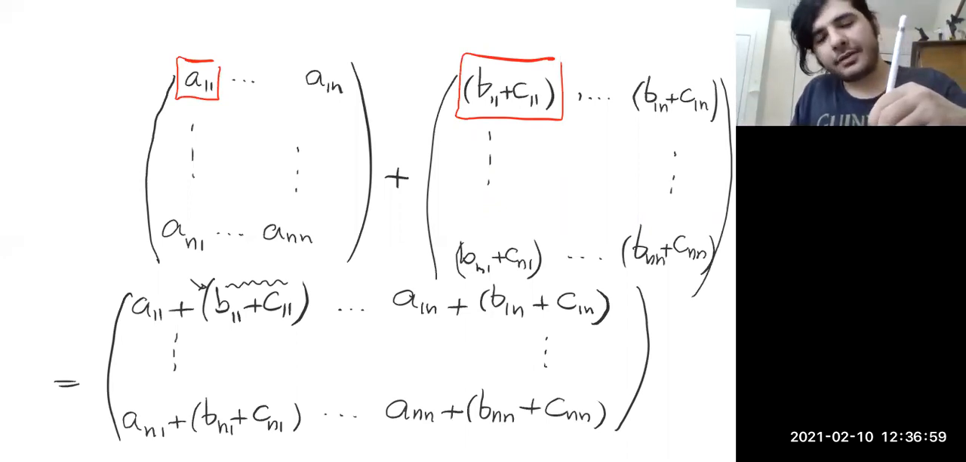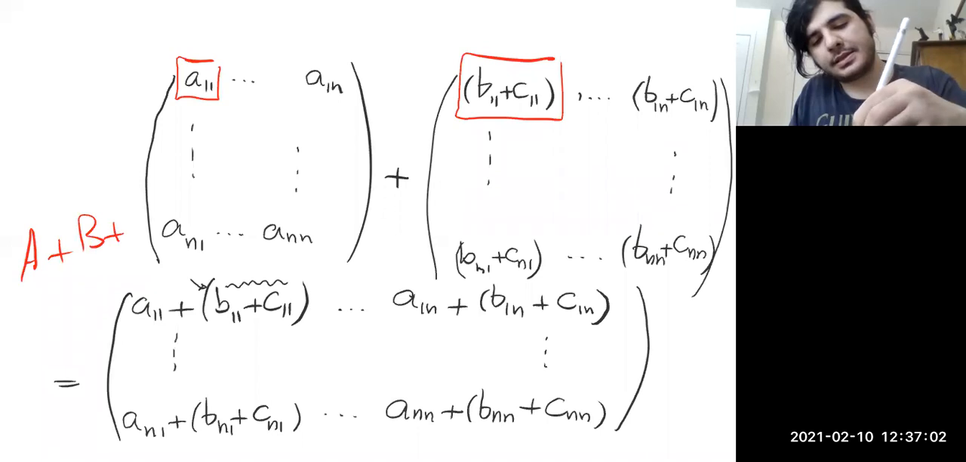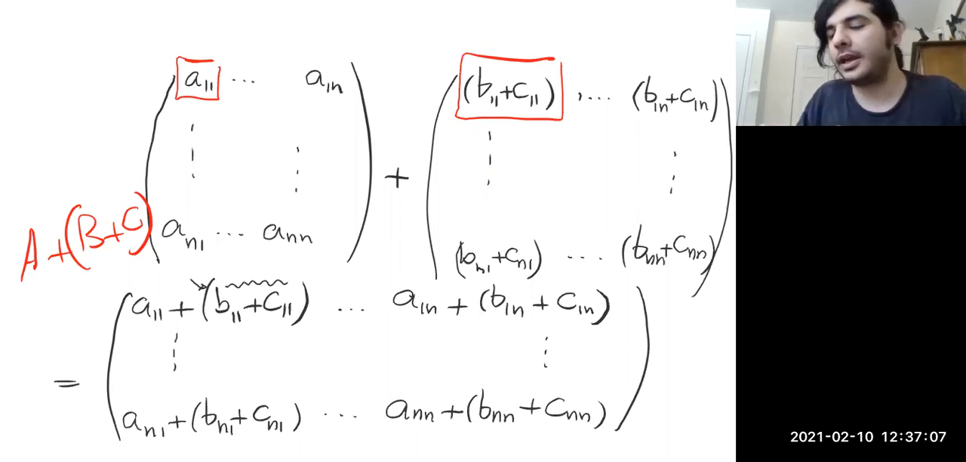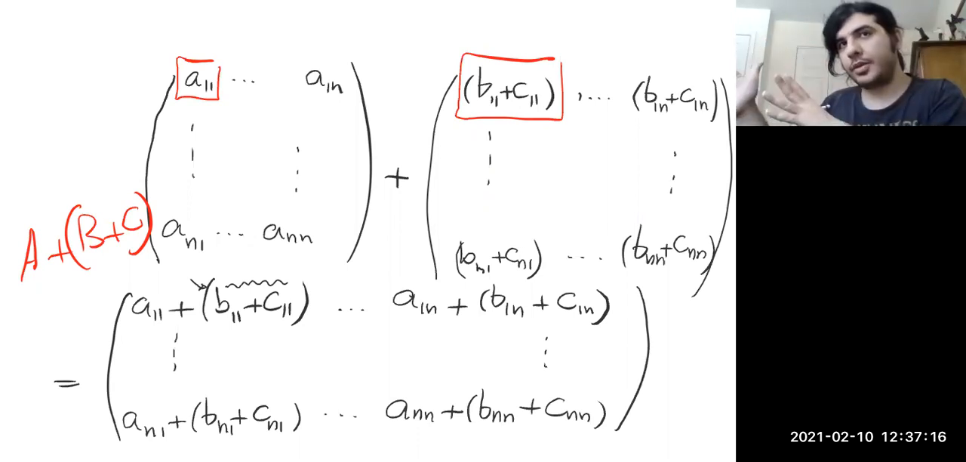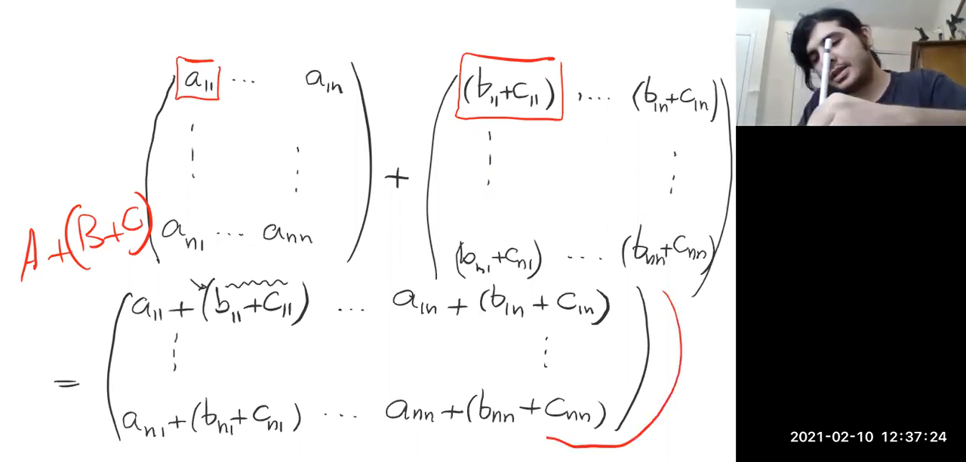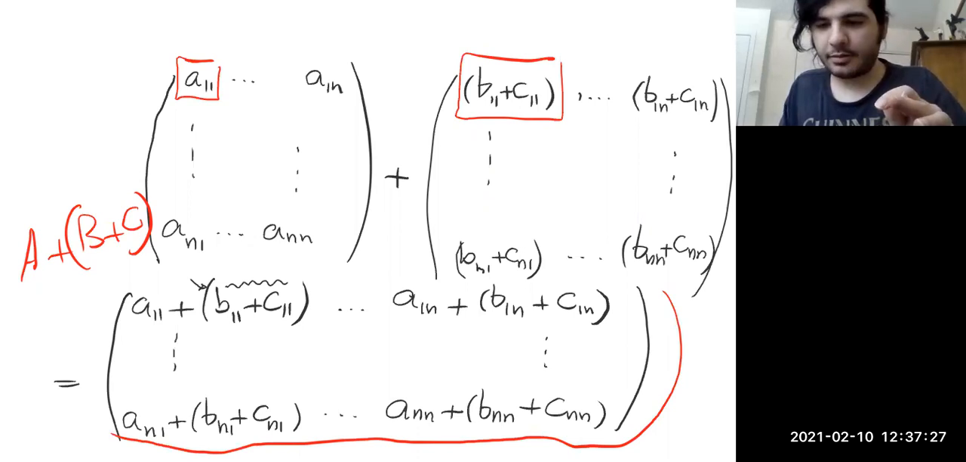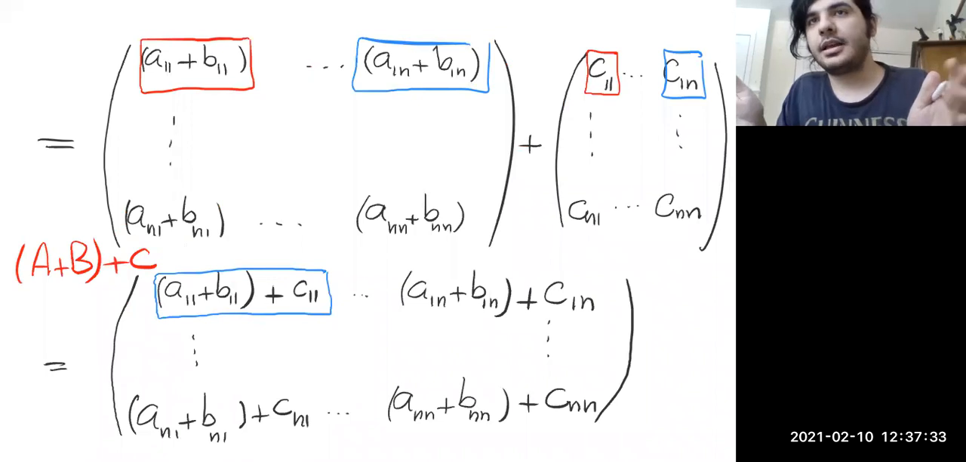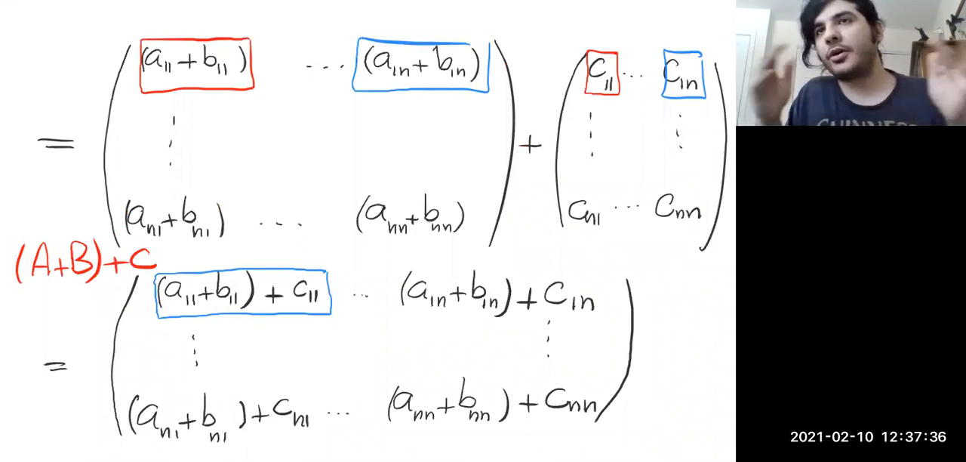Now, what we have here is A plus B plus C, where first we compute B plus C and then we add A, okay? What do we want to prove? We want to prove that if we compute A plus B and then add C, or if we compute B plus C and then add A, the results are the same. The right-hand side of that equation is this matrix, right? The other side of this equation is this matrix. As you can see, the components are very similar. There is a small difference in them.